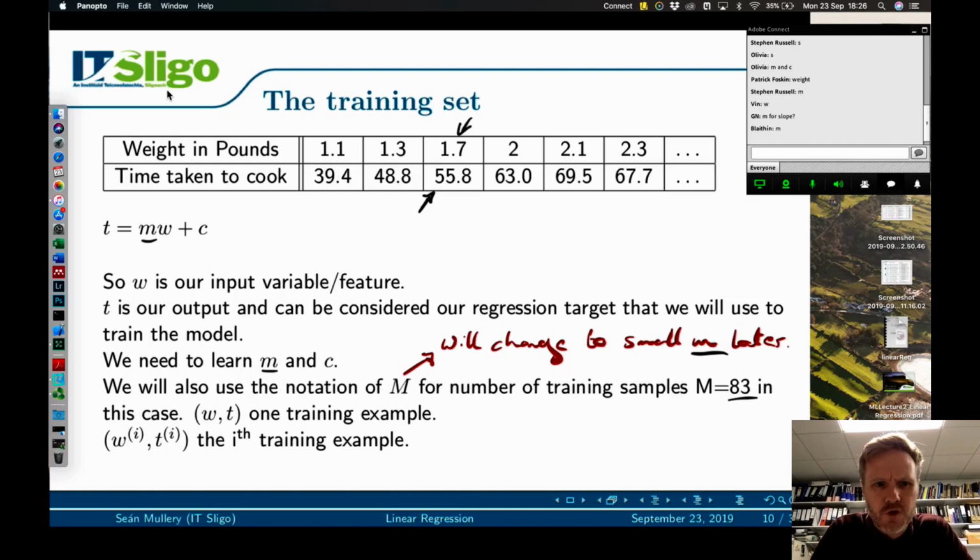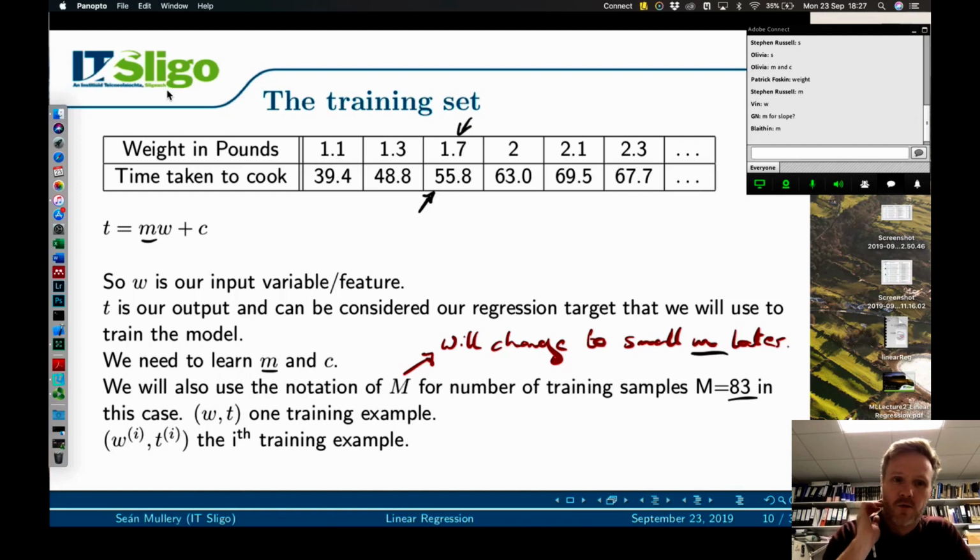So W is our input variable or feature. T is our output and can be considered our regression target that we will use to train the model. We need to learn M and C, and we will also use the notation, the capital M, for the number of training samples. So M is equal to 83 in this case.